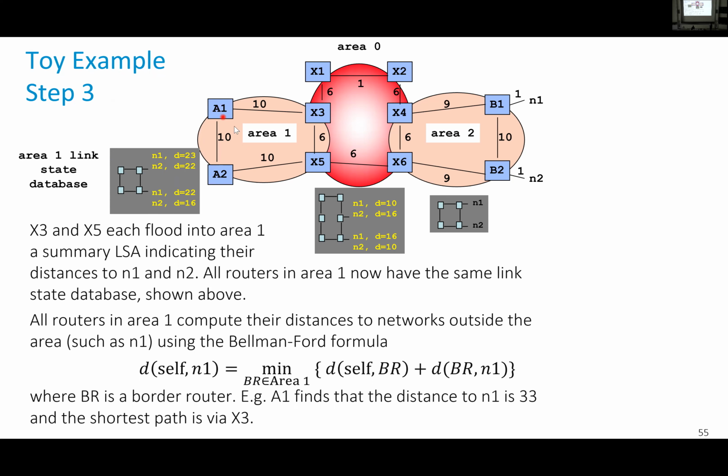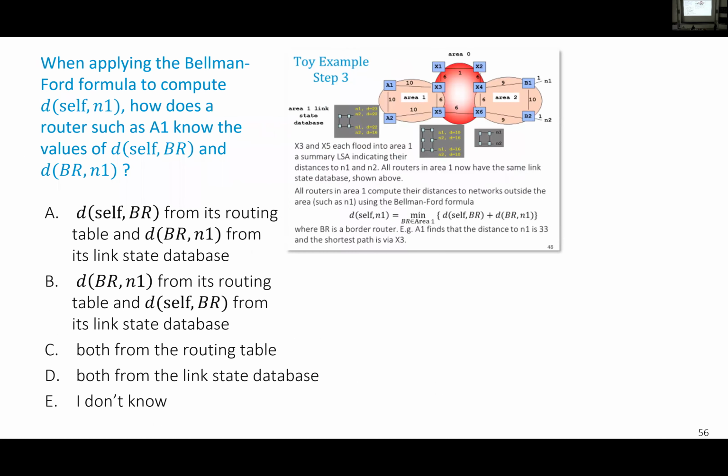Now, whenever the same thing will happen, when a router like A1, for example, needs to compute how to go towards N1, well, it knows that N1 is reached via X3 and X5. Through Dijkstra, I know what is the distance to X3 and to X5. I compare the 2, and I know what is the best. And for example, A1 finds that the distance is 33 and that the best path is via X3 here. So those are the optimizations that are done, and this is how it works with multiple areas.